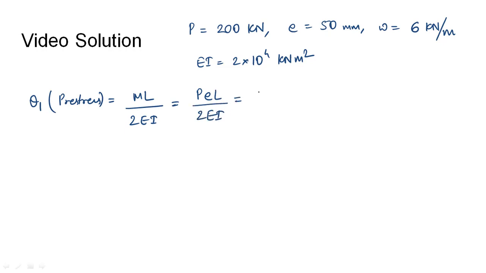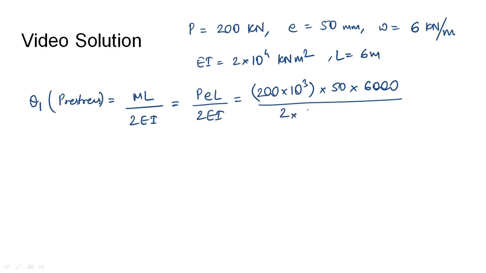On substituting the values, P is 200 and should be substituted in Newton, so we will operate it with 10 cube, into eccentricity, that is 50, and length would be 6000 millimeters for the whole beam, as it has been given as 6 meters in the question, divided by 2 times the flexural rigidity, that is 2 into 10 to the power 4. This should be converted into CGS units, which gives 10 to the power 9 as a conversion factor. This would turn out to be 1.5 into 10 to the power minus 3. This will be downward in direction.